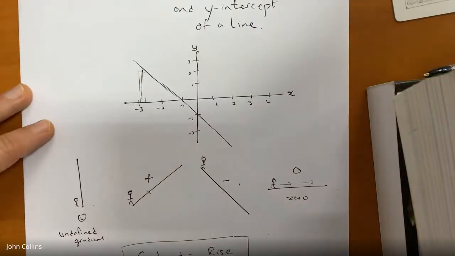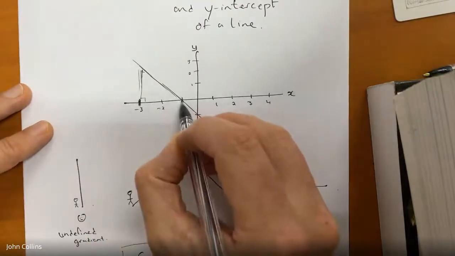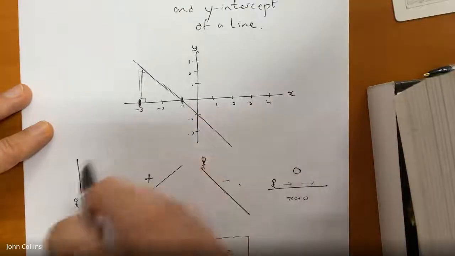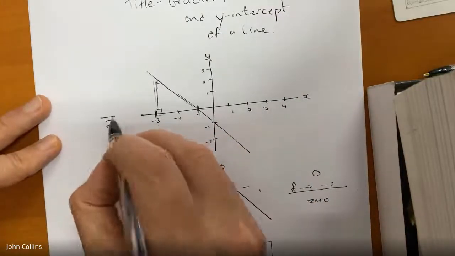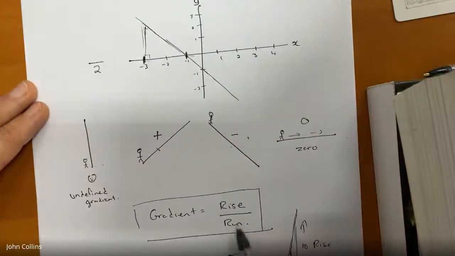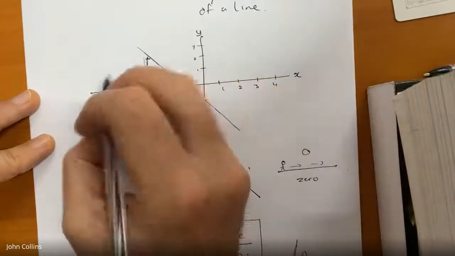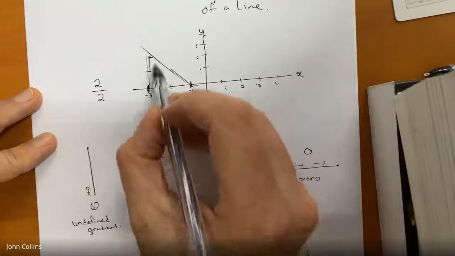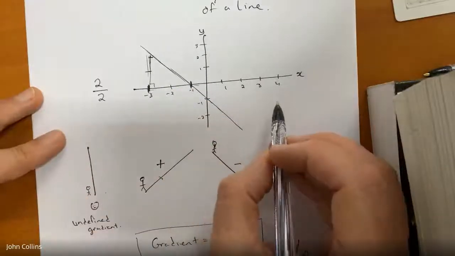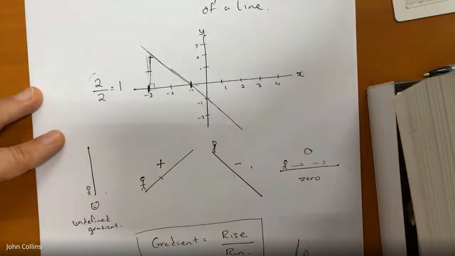So I'm going to look and I'm just going to count the boxes. I'm going to find out how many boxes here for the run. 2 boxes for the run. So that's 2 below the fraction. Remember, run goes to the bottom. And how many boxes? Oh, that's also 2 on the rise. So 2 over 2. So I just counted the boxes. 2 over 2 is 1. 2 divided by 2 is 1.